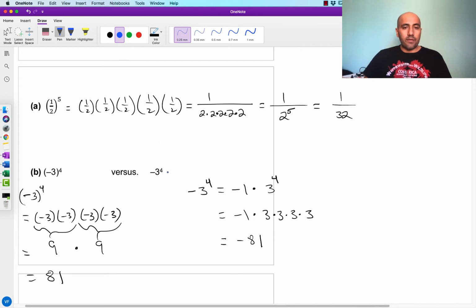Put it in color here. The answer to this one is negative 81, whereas the answer to this one is positive 81, right? So that's why they're different.